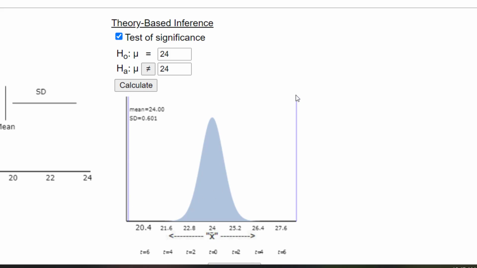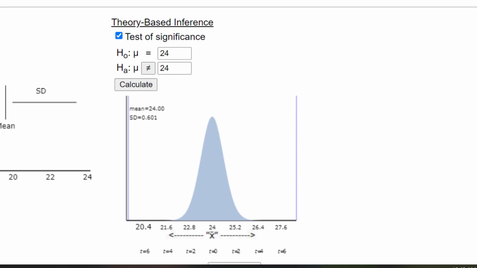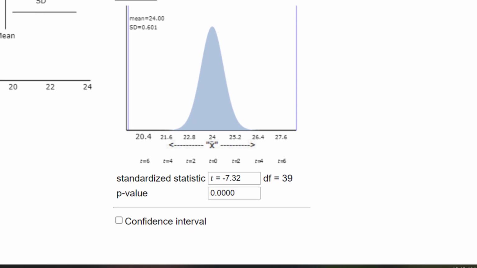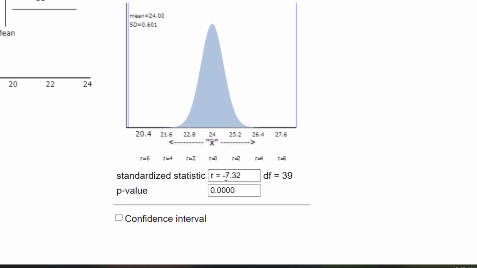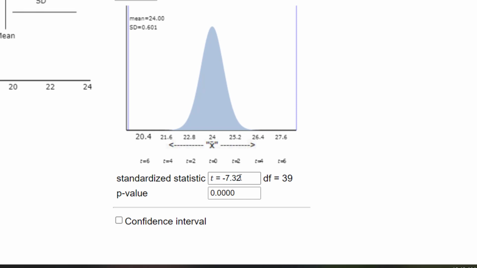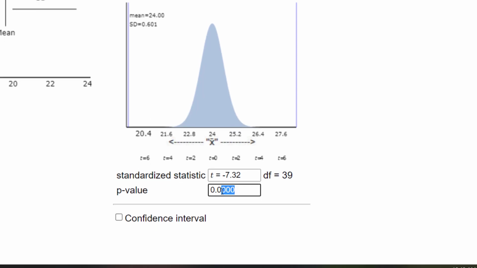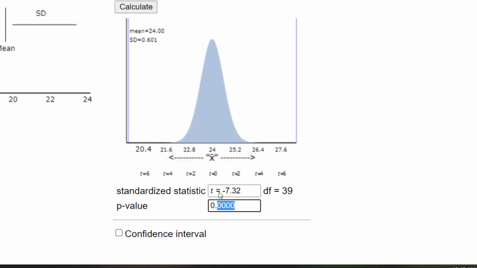And in this case, since we're doing a two-sided test, it will put the equivalent distance vertical bar on the right-hand side. And if you scroll down a little bit, you can get those important values that help you make your actual conclusion in your hypothesis test. It will give you first the standardized statistic, which is t equals -7.32. And it will give you the p-value, which in this case is 0. It's going out to 4 decimal places, so it's an extremely small p-value in reality, and it's rounding to 4 decimal places. The p-value is 0.